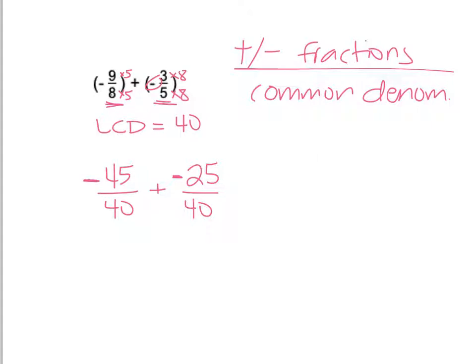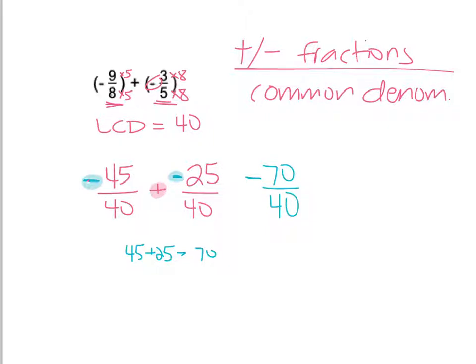And then we just go back to the rules from the first page. Here in this problem, we are adding, and we are adding things with the same sign. They're both negatives. So what we do, add our numbers. So 45 plus 25 is 70. So we have 70 40ths, and keep the sign. They're both negative, so my answer is negative.